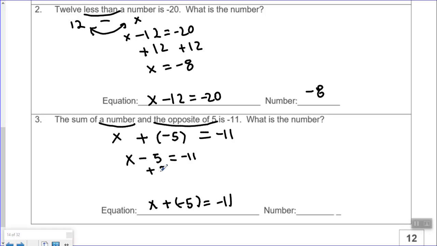How do you find the number? Add 5 on each side. X equals -11 plus 5 is -6. The number is -6.